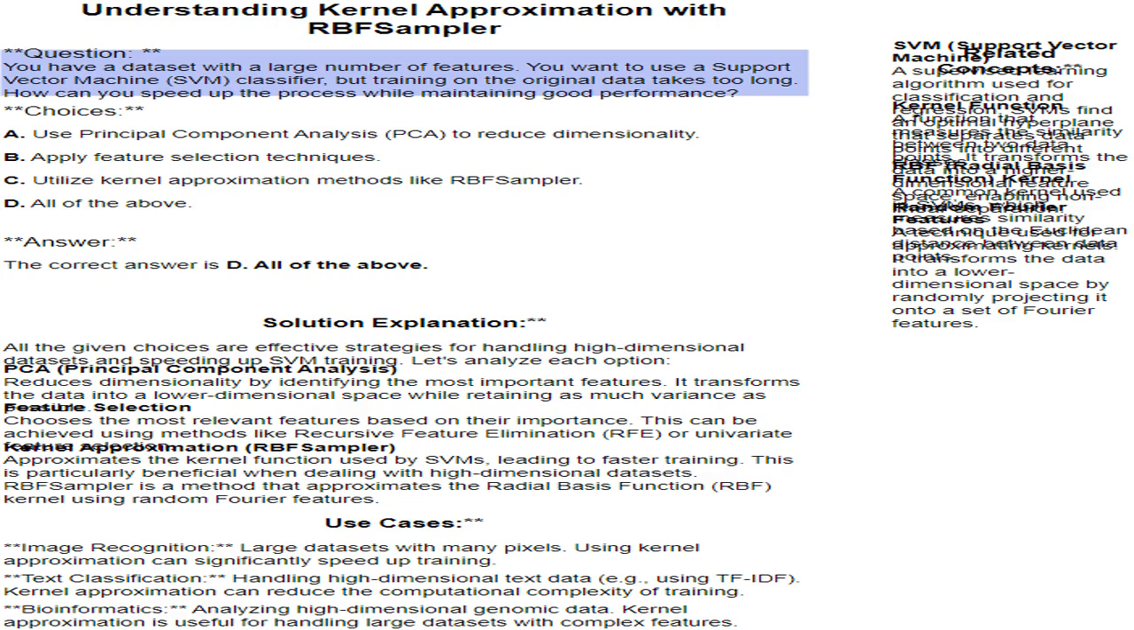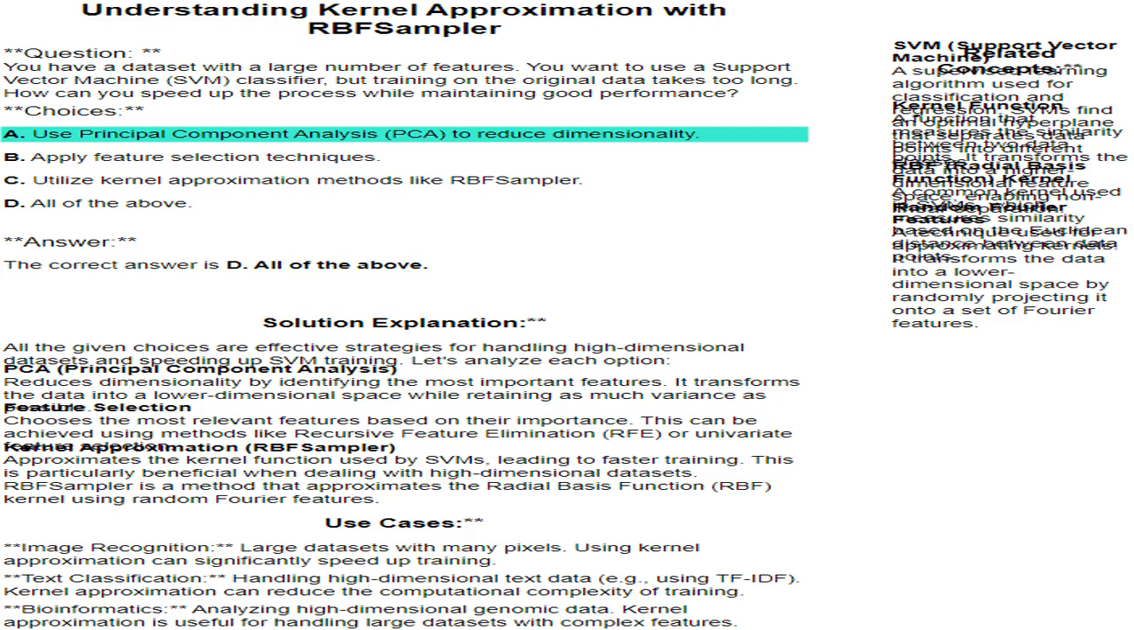But training on the original data takes too long. How can you speed up the process while maintaining good performance? Use principal component analysis (PCA) to reduce dimensionality. Apply feature selection techniques. Utilize kernel approximation methods like RBF sampler.